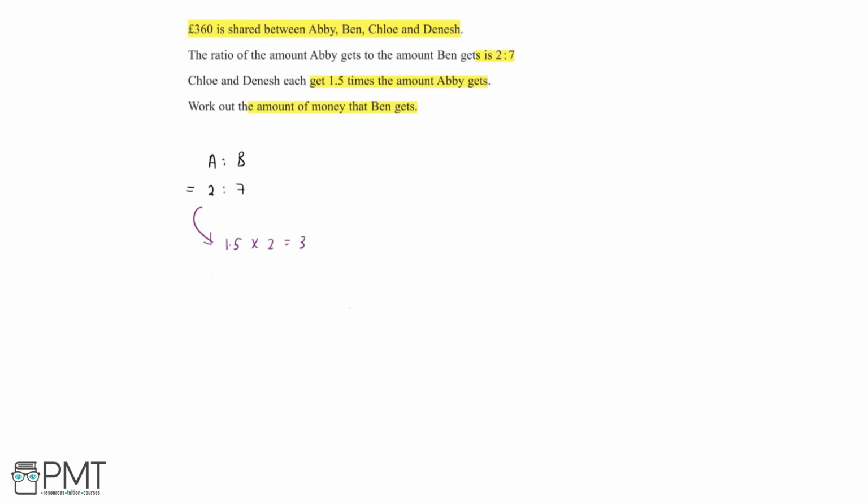And so using this information, we can say that the ratio of the amount Chloe gets to the amount that Dinesh gets is 3 to 3, because they both get the same amount. And so we can now say that the ratio of the amount Abby gets to the amount Ben gets, to the amount Chloe gets, to the amount Dinesh gets, is 2 to 7 to 3 to 3. Now we can total up the ratios, and so 2 plus 7 plus 3 plus 3 is equal to 15, and so this makes up 15 parts in total.